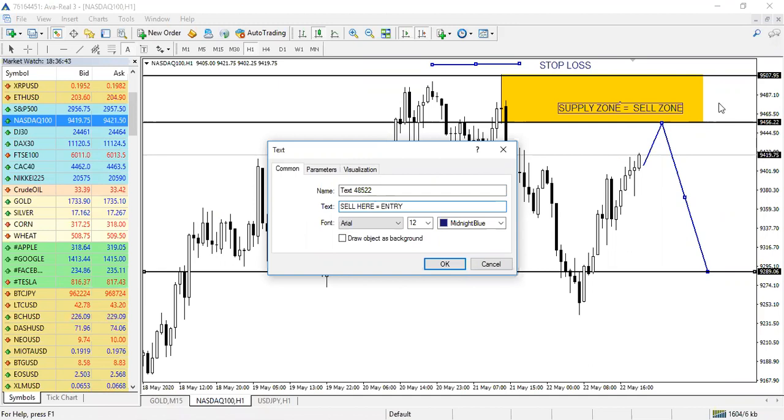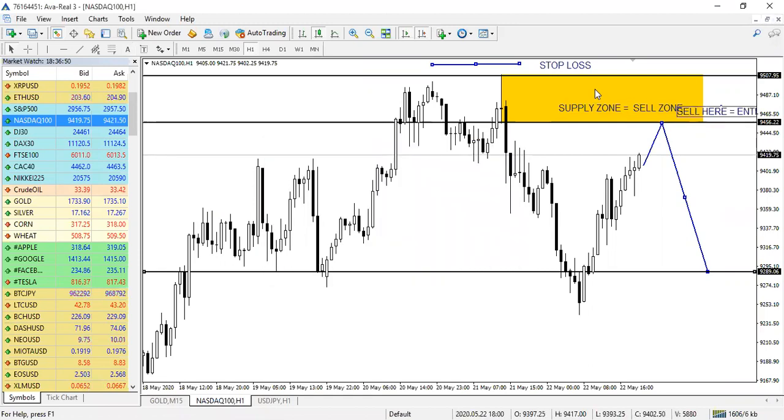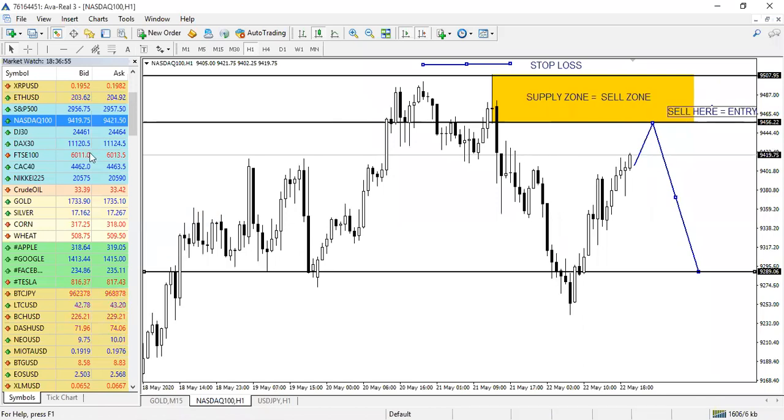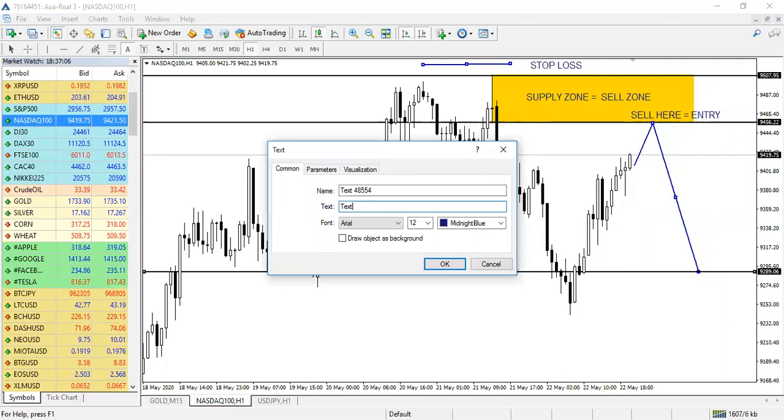Enter for sell right there. Just do this. Clear. So this whole zone is your supply zone. You enter for sell here, and then obviously you use that as your TP. Okay, this could be a TP. Just say this can be TP2.